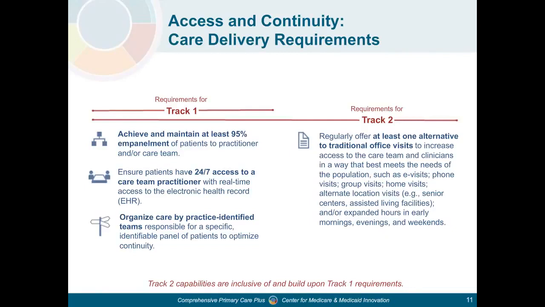They must ensure patients have 24/7 access to a care team practitioner who in turn has real-time access to the EHR and the patient's medical record. And the practice must organize care by practice-identified care teams responsible for a specific identifiable panel of patients to optimize continuity. Practices participating in Track 2 will also need to regularly offer at least one alternative to traditional office visits to increase access to care teams and clinicians in a way that best meets the needs of their specific patient population.